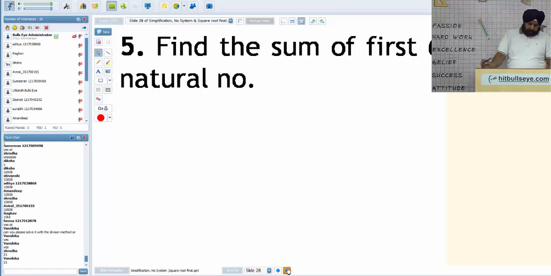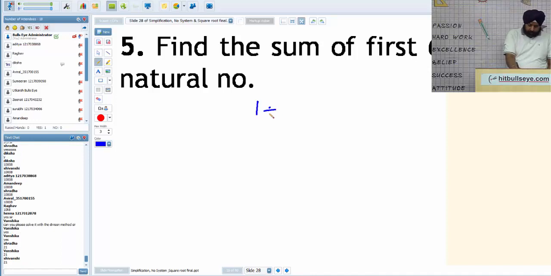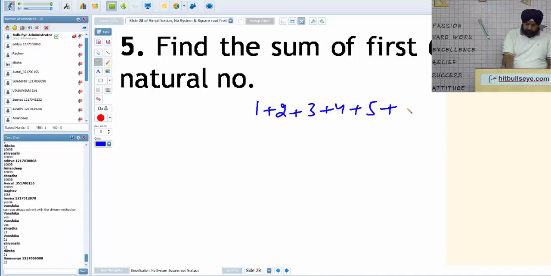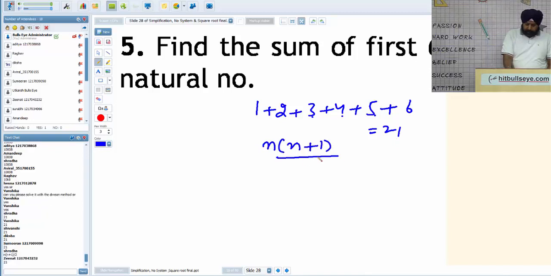Absolutely, it's 21. The sum of natural numbers is 1 plus 2 plus 3 plus 4 plus 5 plus 6: 6, 5 is 11, 4 is 15, 3 is 18, plus 2 is 20, plus 1, 21. Or directly, yes sir, absolutely right, it's n into n plus 1 by 2. It's very useful in actual competitive exams. Simply put n equal to 6, so we get 6 into 7 by 2, which is 21.